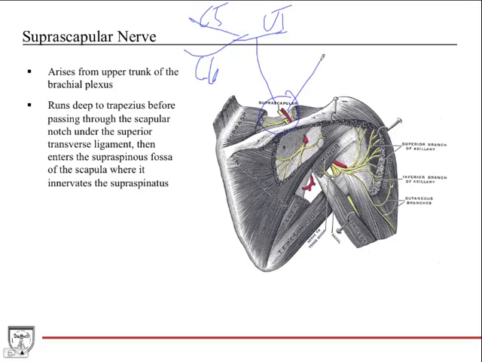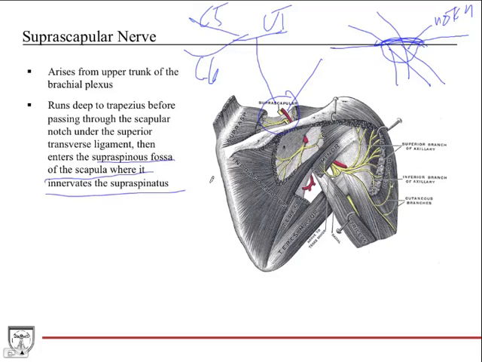So this is your scapular notch, and we'll blow this up for you. So you have a scapula like this, and you have this notch here. This is the notch. And then you have this transverse ligament that goes across, what kind of bridges the notch. And so the nerve travels underneath. Like we talked about, the suprascapular artery goes above the ligament. Then after it travels out of the scapular notch, it enters the supraspinous fossa of the scapula, where it innervates the supraspinatus muscle, which you can see right here.